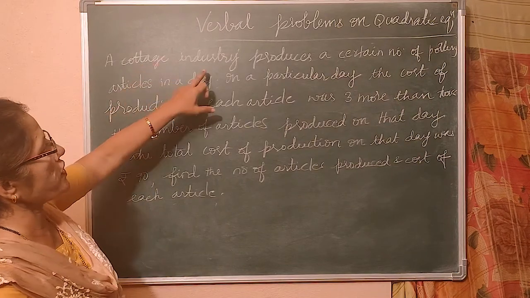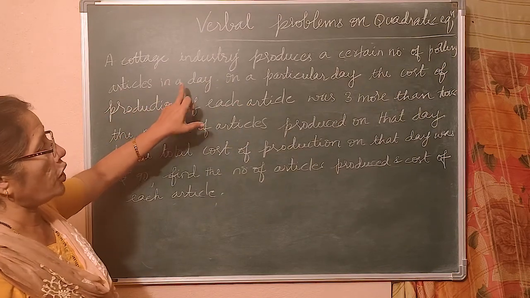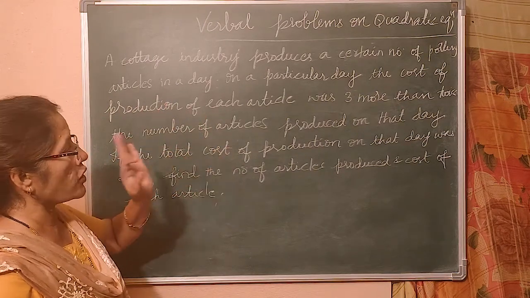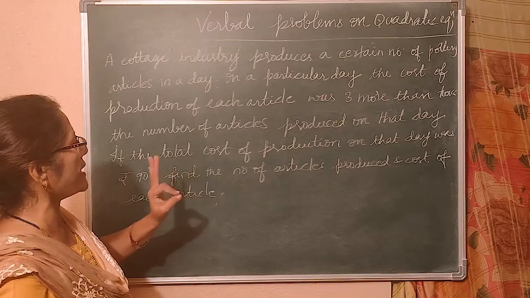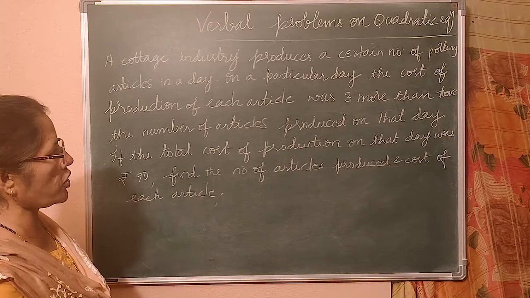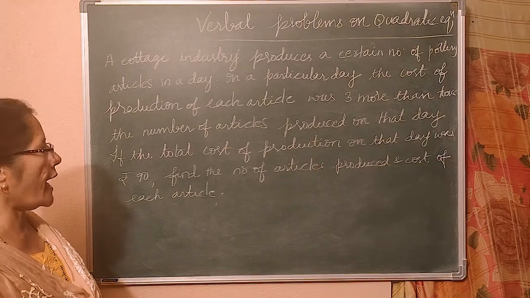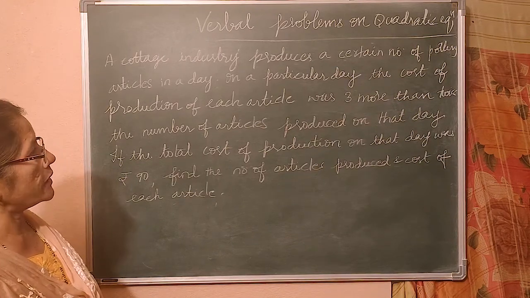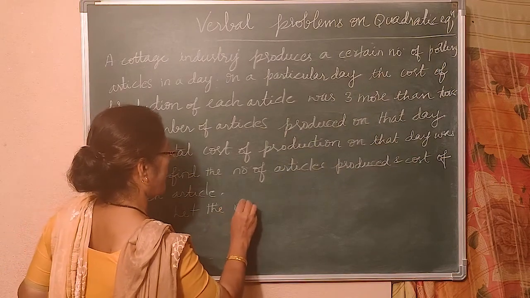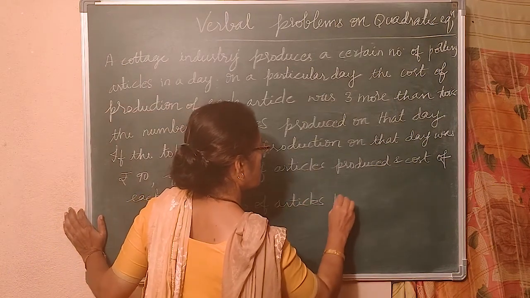A cottage industry produces a certain number of pottery articles in a day. On a particular day, the cost of production of each article was 3 more than twice the number of articles produced on that day. If the total cost of the production on that day was rupees 90, find the number of articles produced and cost of each article. So, let the number of articles produced be x.